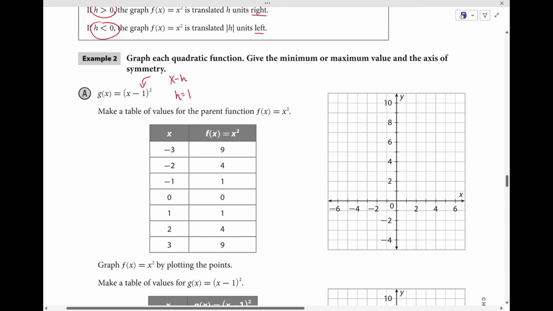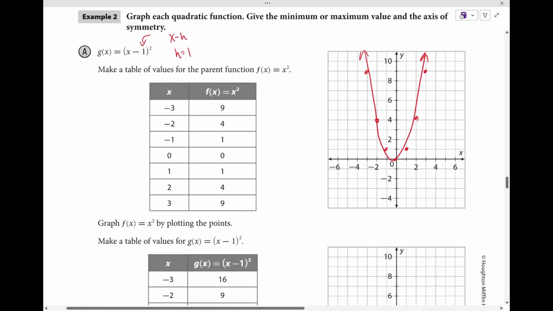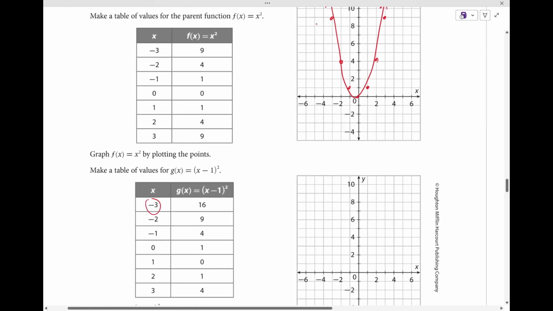Now, it wants us to graph the parent function again, so let me just do that as quick as I can. And here we go. Here's my parent function. I totally missed the last point there, but it's fine. So now I'm going to do x minus 1 squared. Alright, here they plugged in all these x values into the equation. So negative 3 minus 1 is negative 4. Square that and they got 16. And that's off my page, so that's fine.